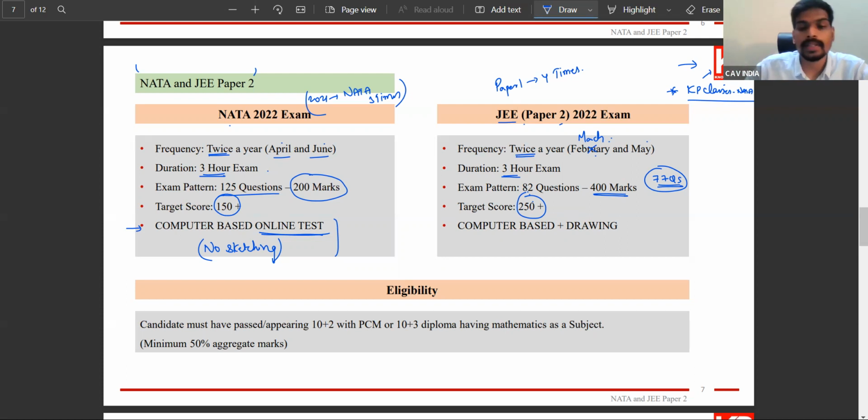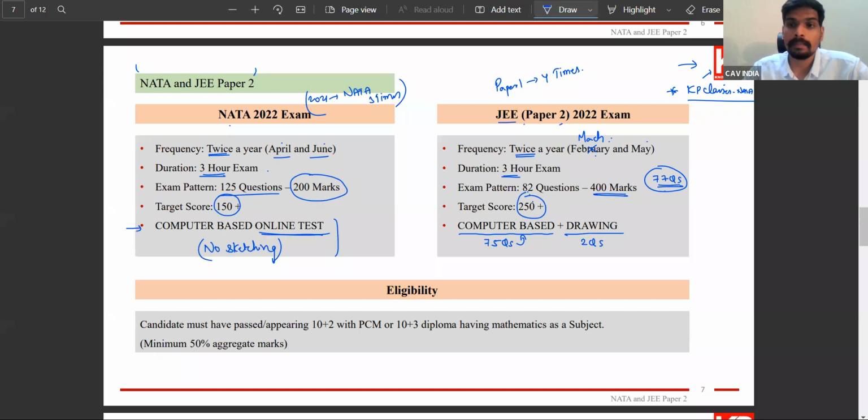This particular exam is different from NATA because it is not completely computer based. Of these 77 questions, 75 questions will be computer based with options, so you'll be answering them on a computer. After that, you will have a sketching test, a drawing test, which will include 2 questions. That is not computer based. You need to use a paper and a pencil to answer that drawing part.